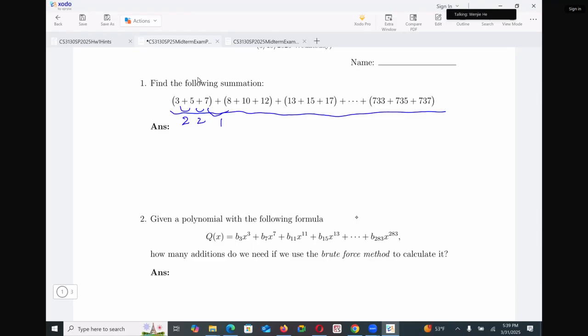But they apply the formula for the arithmetic series: the first number plus the last number, divided by 2, then multiplied by the number of numbers. They use that formula, and then you get it wrong. Several students did that.